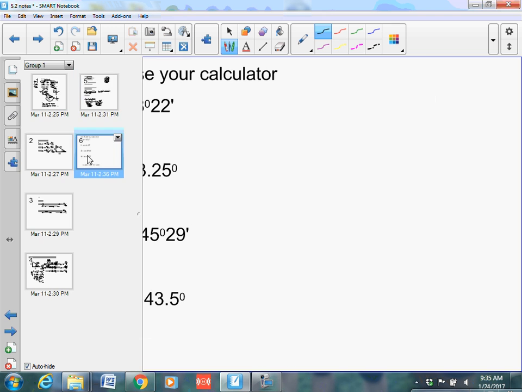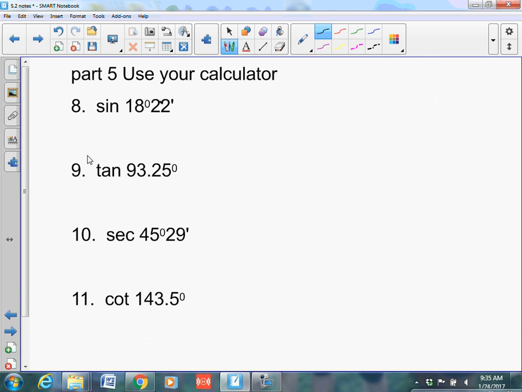Okay, last part. Just use your calculator. Let's just do a couple. I think you guys can handle it. Sine of 18 degrees, 22 minutes. Sine of 18 degrees, 22 minutes.